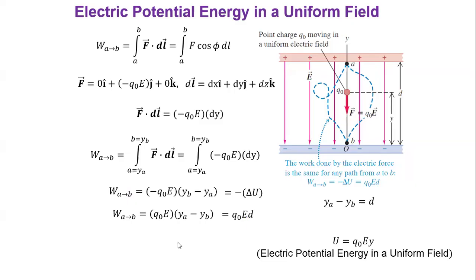We call this one the potential energy. U, the potential energy in a uniform electric field, is just equal to Q sub O times E times y. So if you have this setup, the greater the height, the greater the electric potential energy.